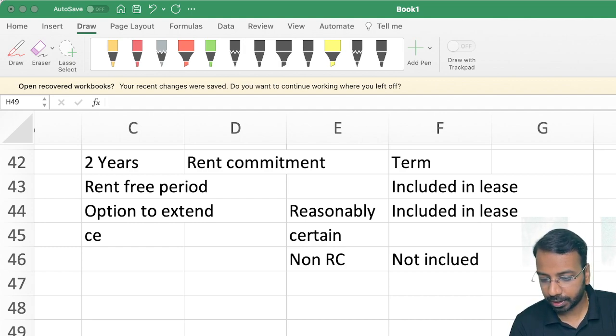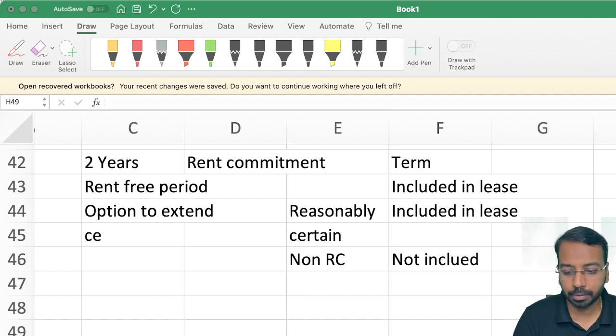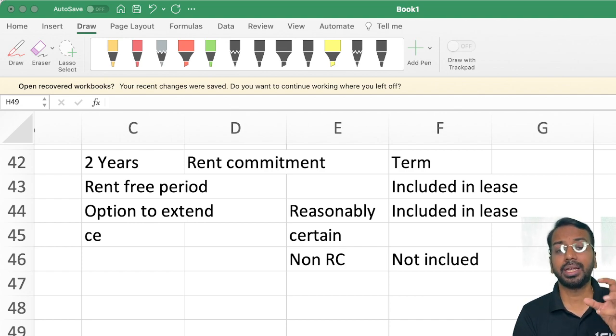Sir, will protective rights prevent the right to use the asset? No, protective right does not prevent the use of the asset. The reason being, protective right is there to protect the interest of the supplier.